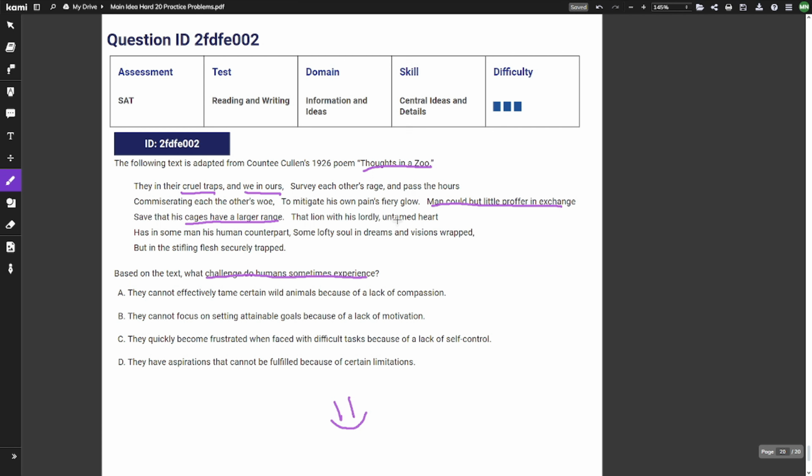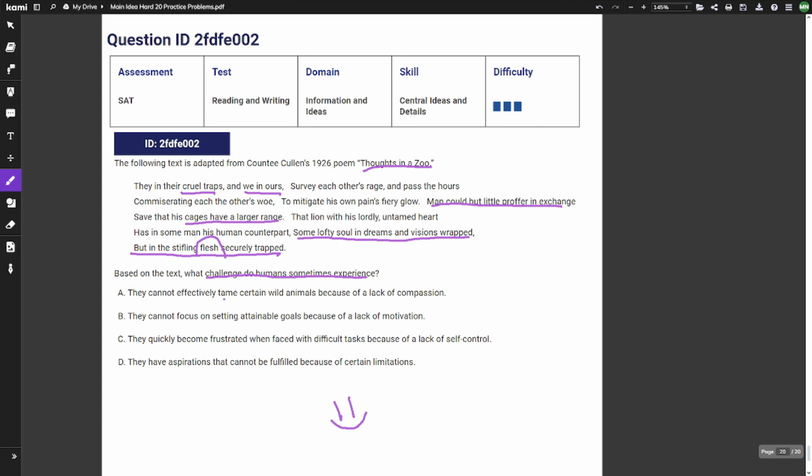And then we have this line with this untamed heart, whatever, whatever. But what's really important is these last two lines right here, where it says that there's some lofty soul in dreams and visions wrapped, but in the stifling flesh securely trapped. So what this means is that our soul is wrapped in these dreams and visions, alright? Our soul and our mind likes to dream and have all of these aspirations that we want to reach, but we're trapped in our flesh. So like thinking, I believe I can fly, type of stuff, but then of course our flesh, we can't do that. So let's look at answer choices and see what makes the most sense.